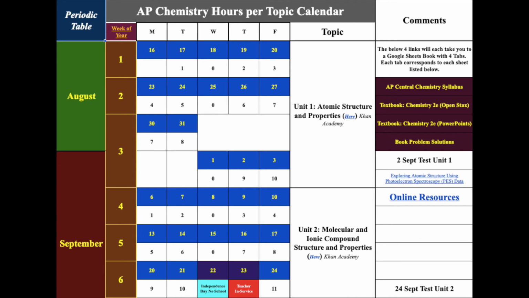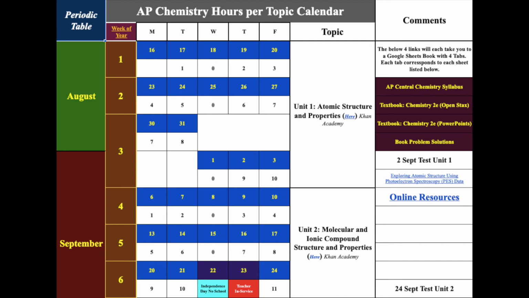Here is the AP Chemistry hours per topic calendar. Again, pacing is going to become very important. And you can see the hour count. So I have 10 hours for the first unit. And you'll see a zillion links for a variety of things. Khan Academy, the ancillaries, everything. Everything is here, and you just have to simply access.